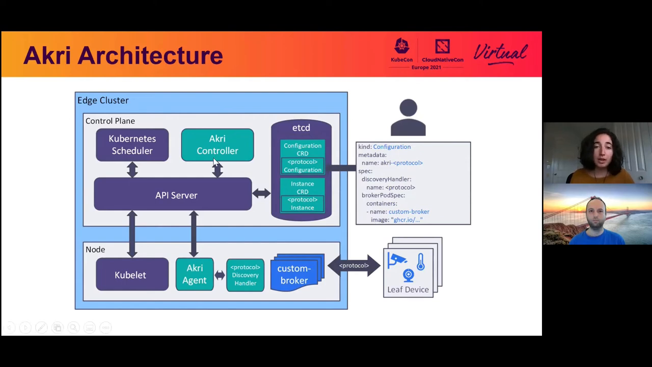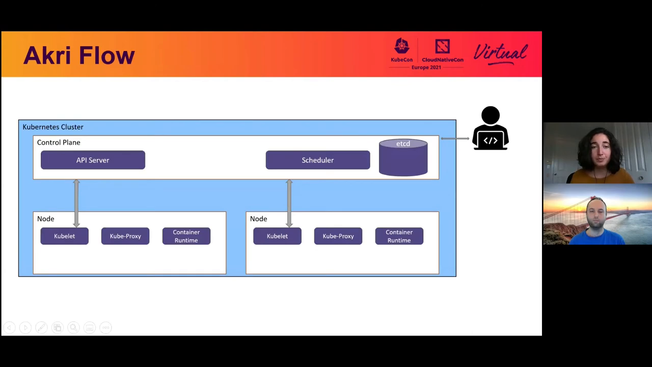The controller will then see this instance, and if a broker pod was specified, it will automatically deploy this broker to the discovered device and inject in it as environment variables all the information it needs to connect to that specific device. So for example, if these were IP cameras we're discovering, maybe that would be an RTSP URL for the specific device. Let's look at the flow of how you could use Akri.